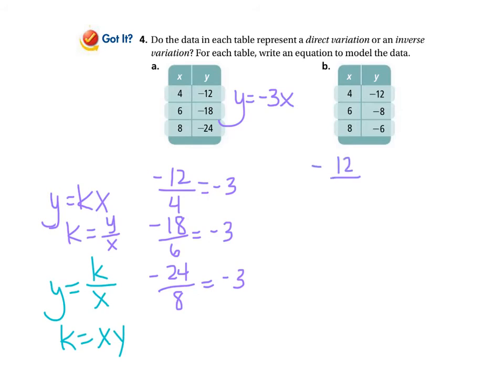Negative 12 over 4, negative 3. Negative 8 over 6, negative 4/3. Clearly they are not equal. It is not a direct variation.